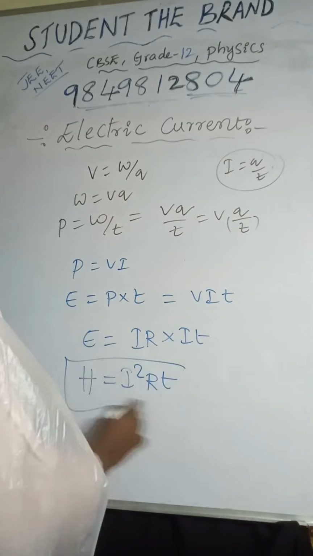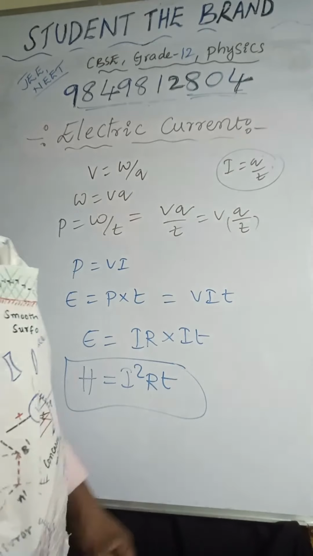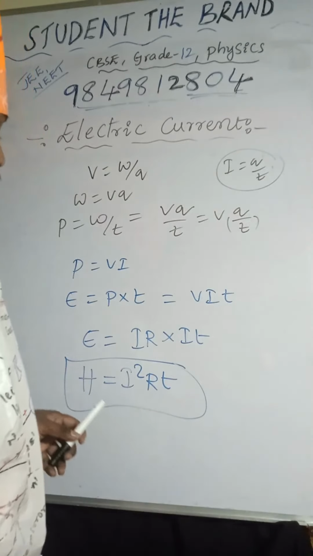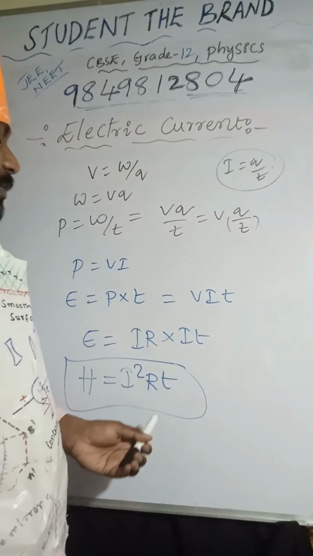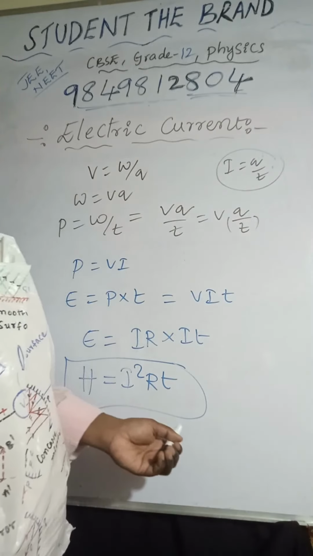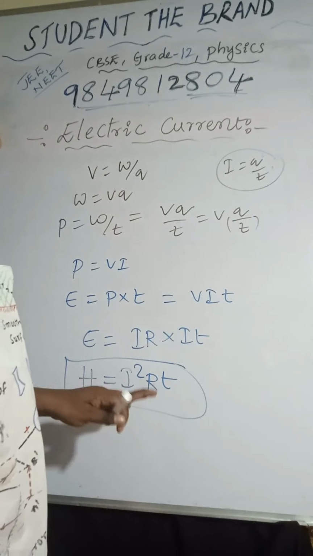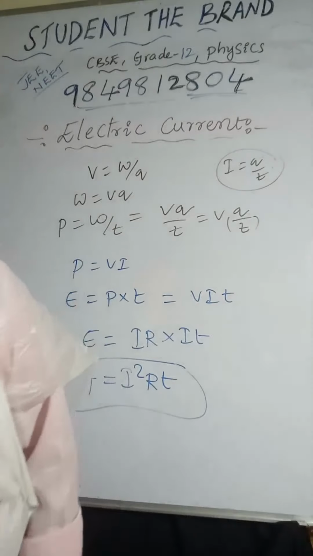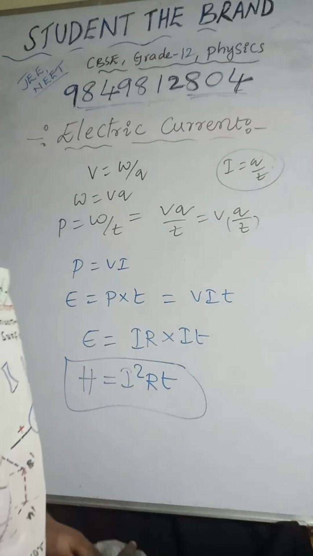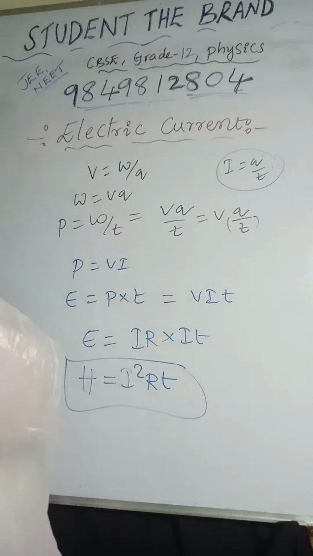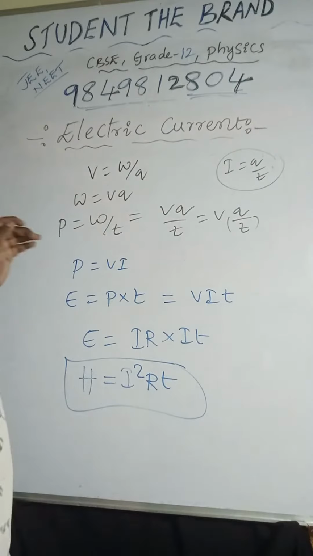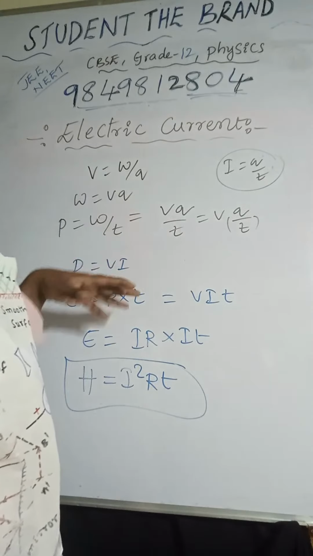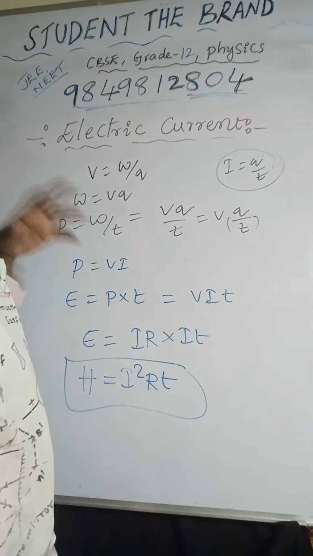Energy given to the conductor will become heat. So heat produced in the conductor is directly proportional to the square of current, directly proportional to resistance, and directly proportional to time. This is the energy dissipated in the conductor, entirely in the form of heat. This continuous dissipation of the source's energy entirely as heat is called the heating effect of electric current, or Joule's law of heating.